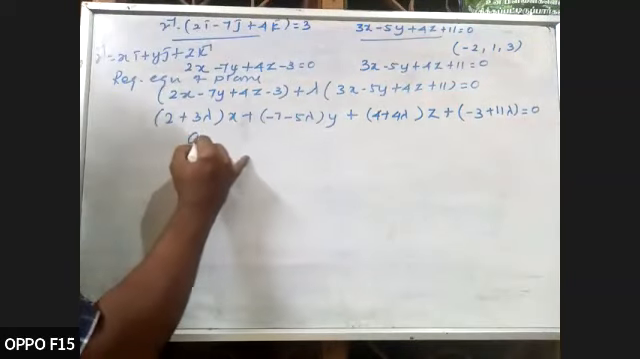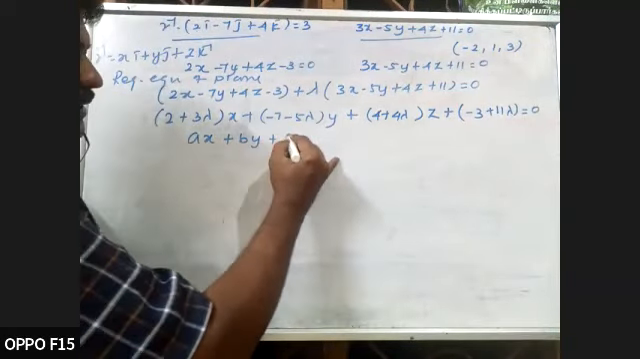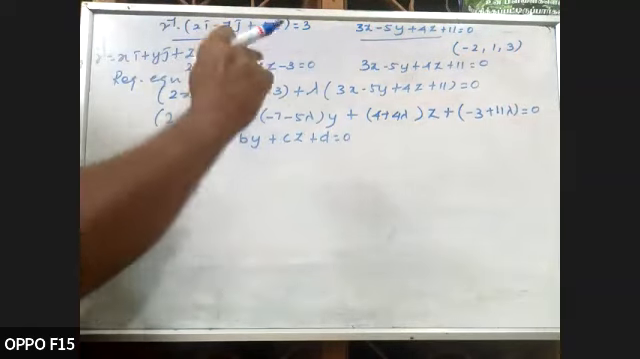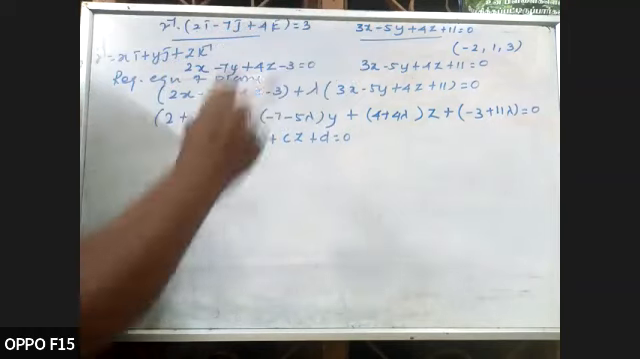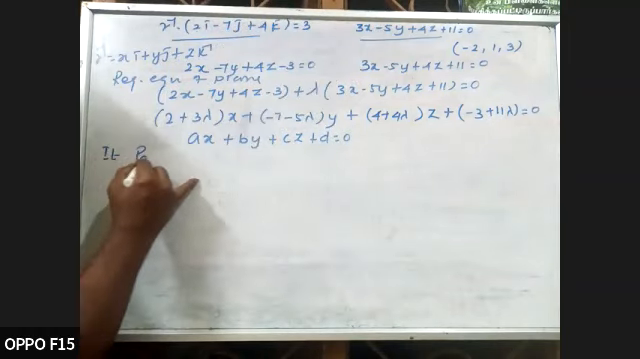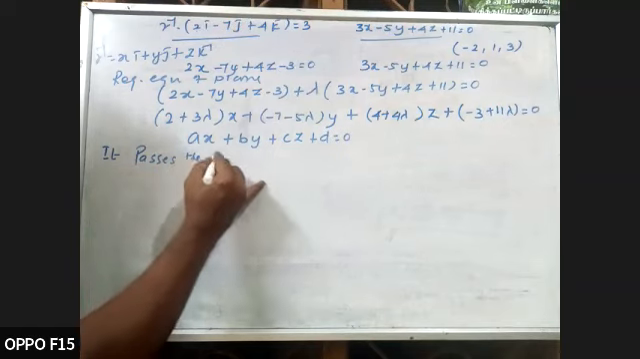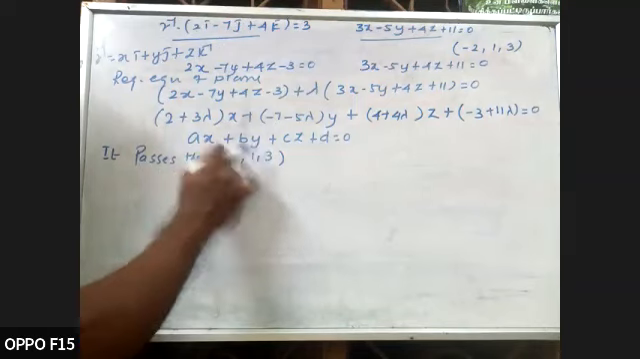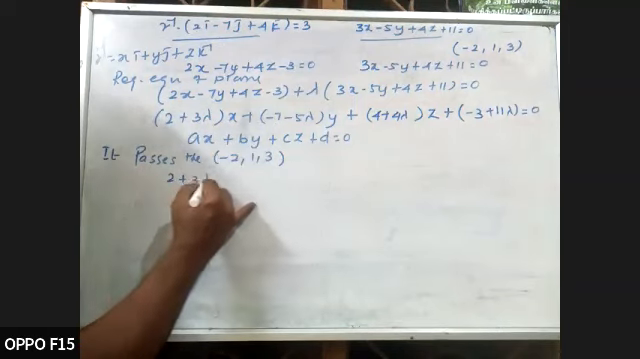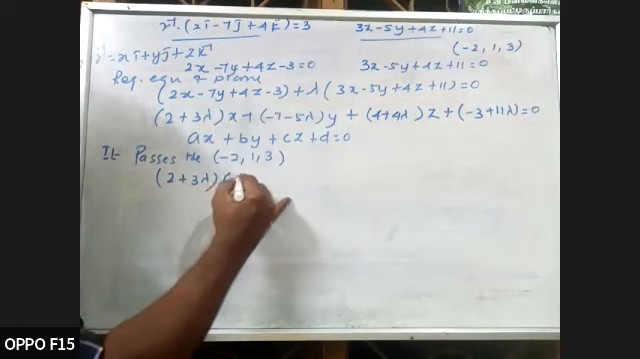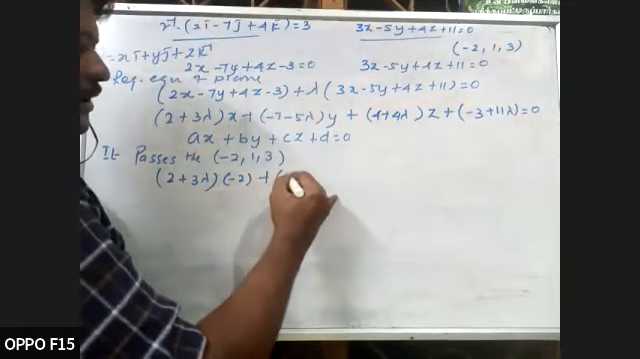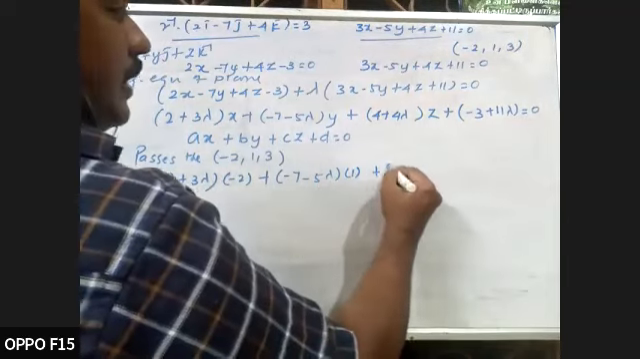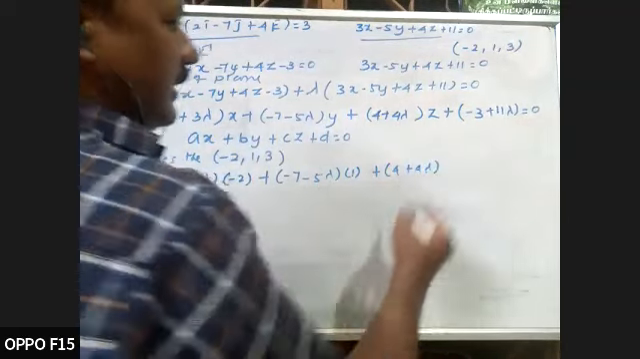This is of the form ax plus by plus cz plus d equals 0. Here they have given the point minus 2, 1, 3. It passes through minus 2, 1, 3. So in place of x you put minus 2. So 2 plus 3 lambda into the value of x, minus 2, plus minus 7 minus 5 lambda into the value of y, 1, plus 4 plus 4 lambda into z.